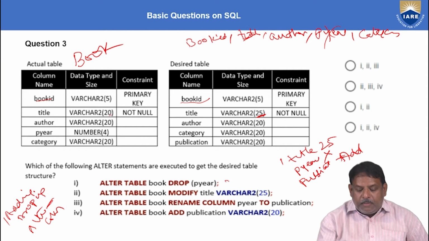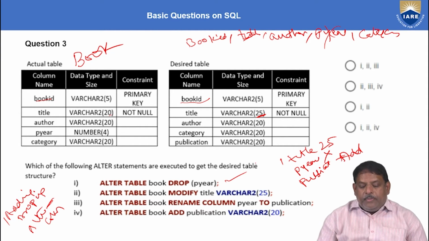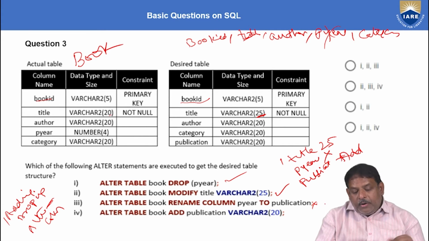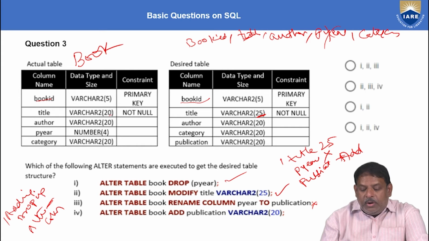Now this is the correct statement. So we need to drop the year. Next, modify title to 25. This is also correct. Then, after doing this statement, because we already dropped the year, we cannot rename it. So C is an invalid answer. We already dropped the P year, we only need to modify the others. So C is not valid.